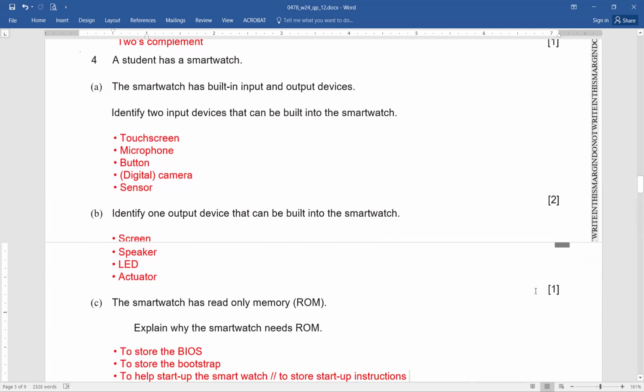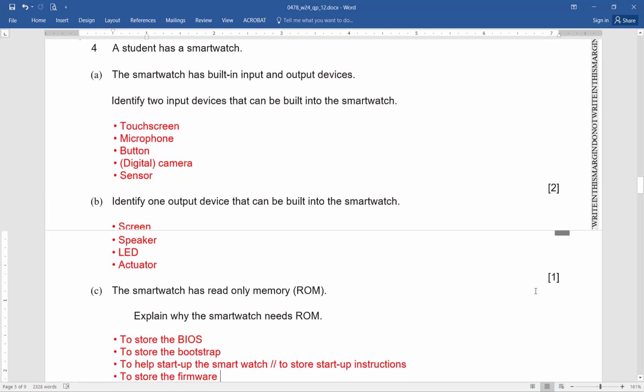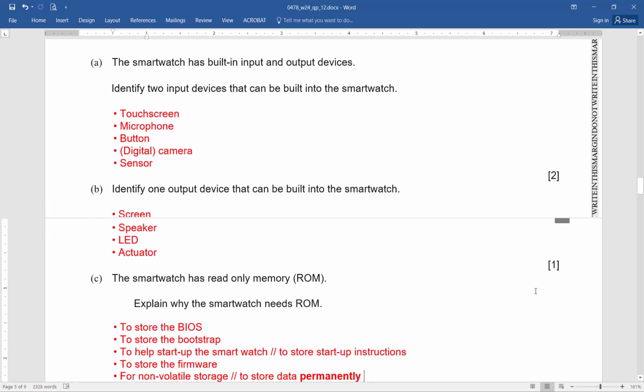Now, the smartwatch has read-only memory, or ROM. Explain why the smartwatch needs ROM. And you know, ROM is there to store the BIOS. ROM is there to store the bootstrap. It is there to help the startup of the smartwatch, or I can say it is there to store the startup instructions. Or if a student can write firmware, that's perfectly okay also.